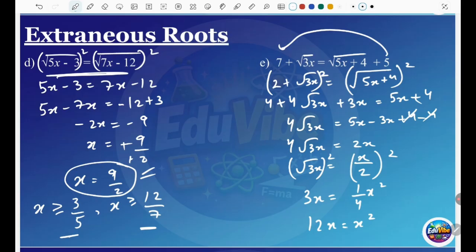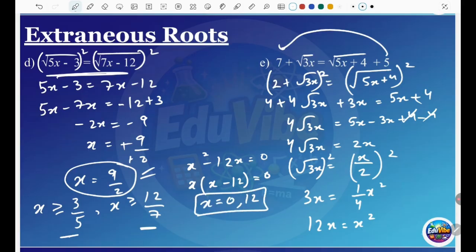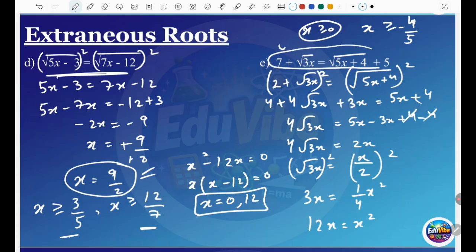Take 12x over there, you will get x squared minus 12x is equal to 0. You take x common, you get x times x minus 12 is equal to 0. You get x is equal to 0 and 12. And your restrictions are that x is greater than or equal to 0 and x is greater than or equal to minus 4.5. You have to check both values, 0 and 12, in all the equations. When you check this, you will see that both equations are satisfied. So this means that x equals 0 and 12.